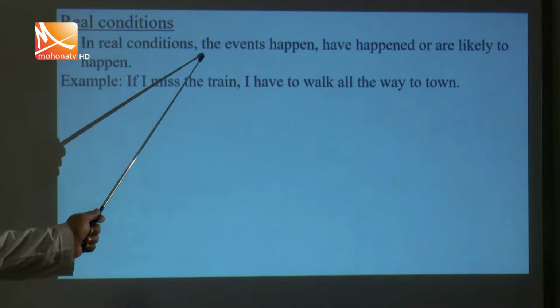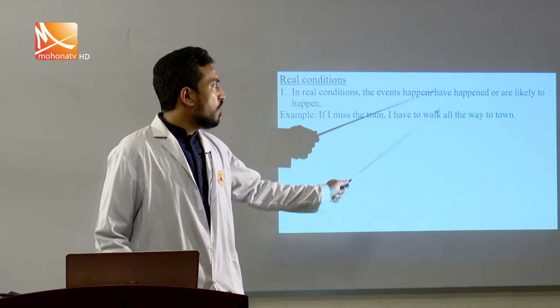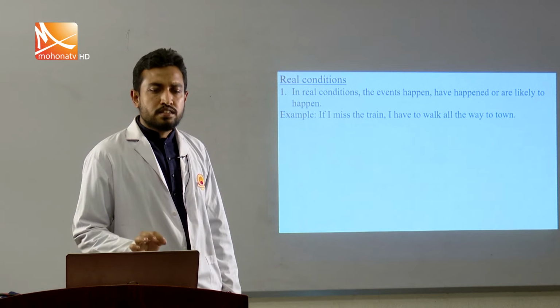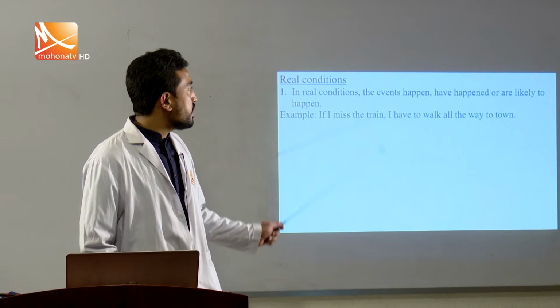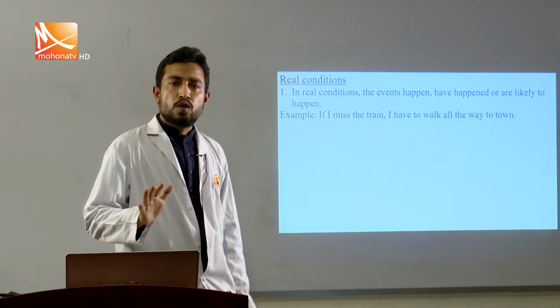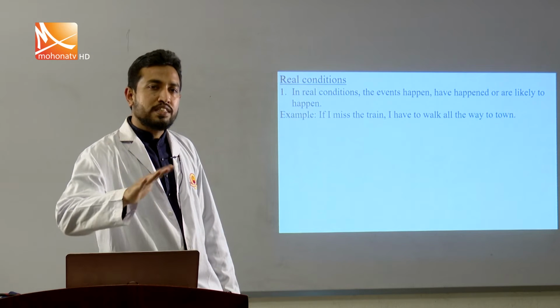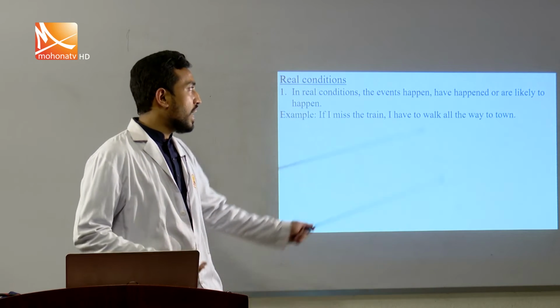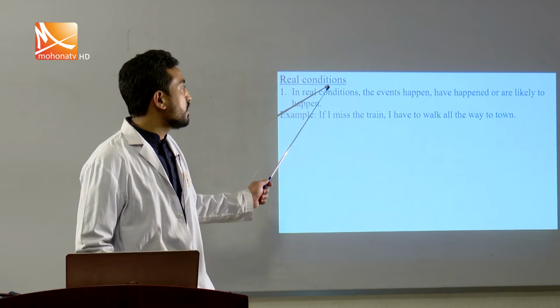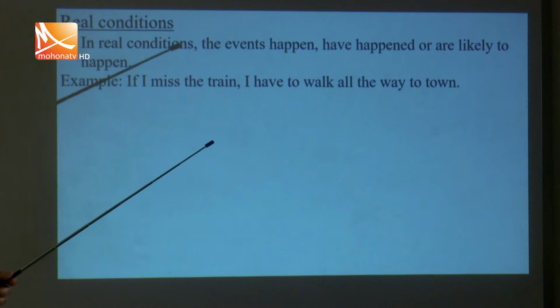Real condition: the events happened or have happened or are likely to happen. So in real condition, there is a possibility that the events will happen or have happened. So it is natural that it will happen or it happens or has happened. And in future there is a possibility. This is called real condition. I have given one example only.